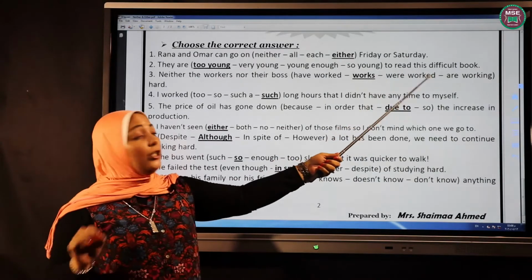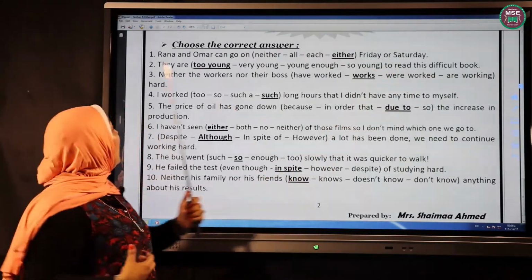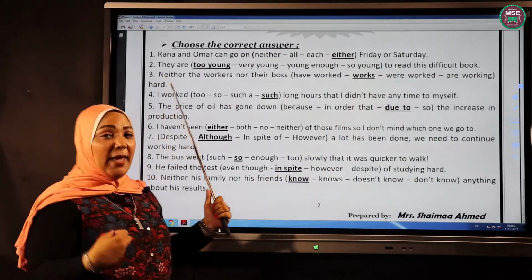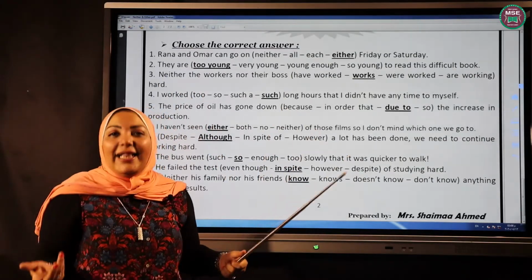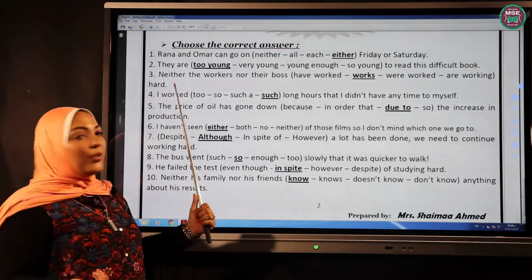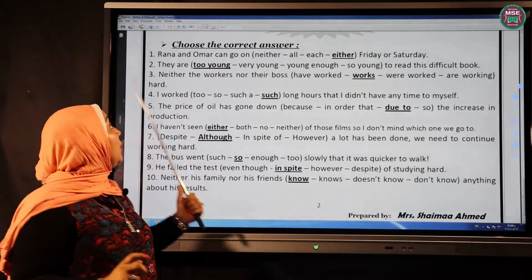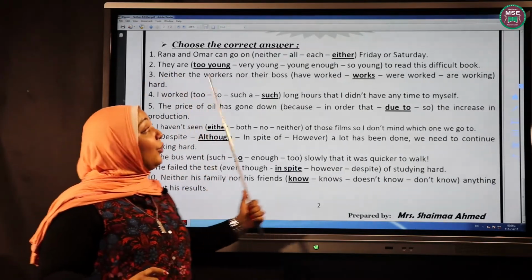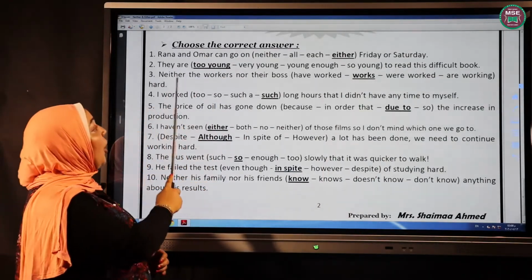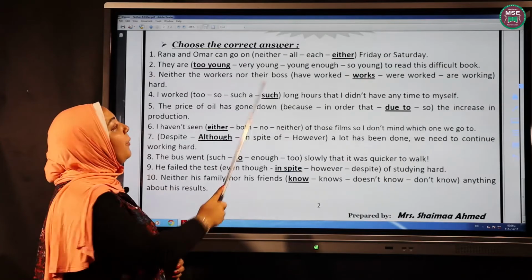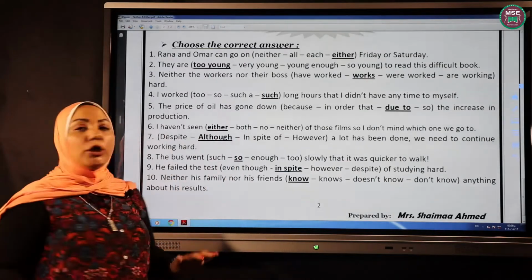The word difficult gives you the meaning that these children, or maybe those people that I'm talking about, find difficulty. So it's a negative meaning. So we usually use too with this negative meaning. So they are too young to read this book. Neither the workers nor their boss ___ hard.